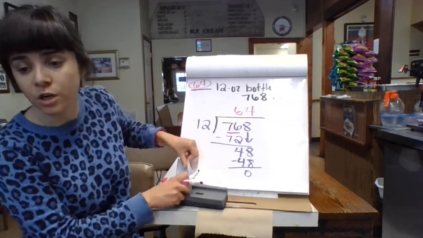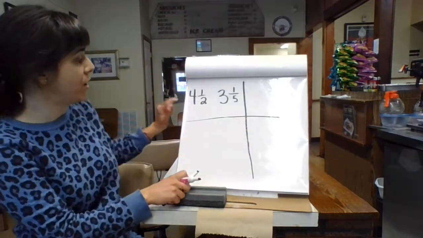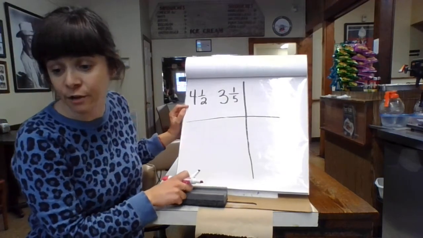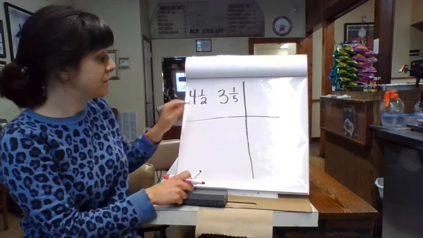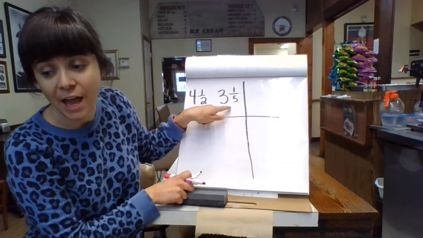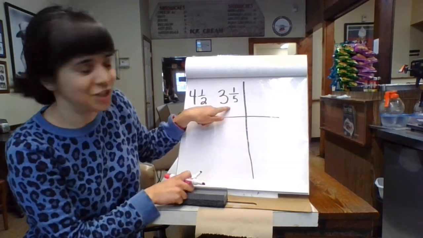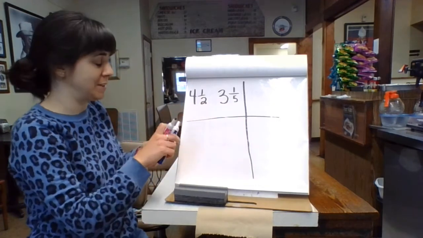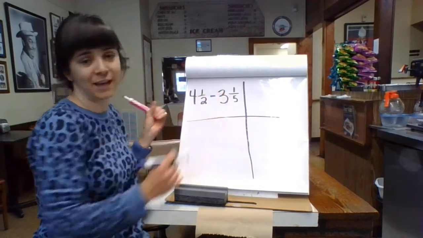Number 2 for Tuesday, Sally bought 4.5 pounds of potatoes at the store. She used 3 1/5 pounds of potatoes to make soup. How many pounds of potatoes does she have left? So first of all, we're going to subtract, but this problem is kind of funny to me.